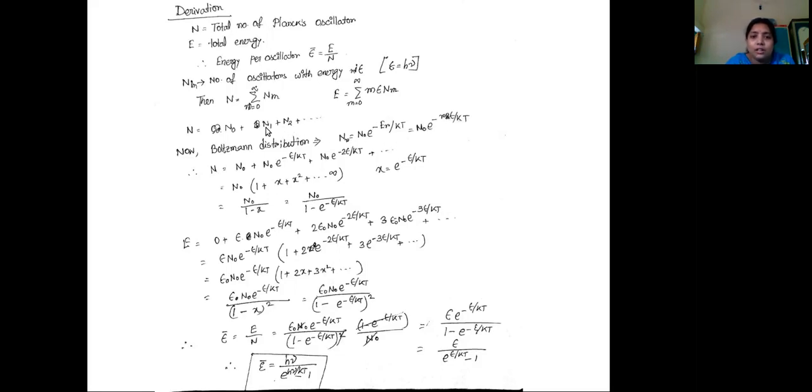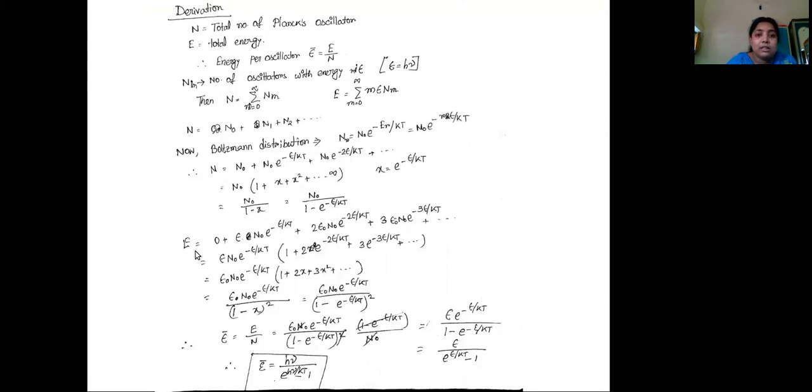Now we put it in this formula. So n0 will be n0, n1 will be n0 e to the power minus epsilon by kT, n2 will be n0 e to the power minus 2 epsilon by kT, and so on. Now you can take n0 common, and we have assumed x equal to e to the power minus epsilon by kT. So the series reduces to n0 into 1 plus x plus x square and so on. It is a series of 1 by 1 minus x. So it will be n0 by 1 minus x. Put the value of x, you get n0 by 1 minus e to the power minus epsilon by kT.